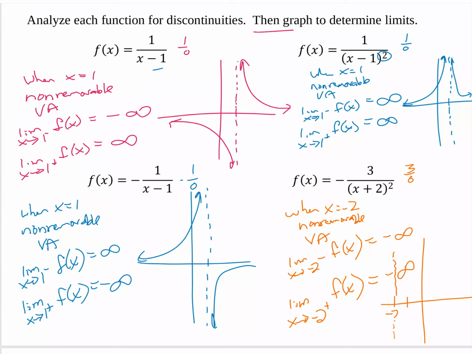As it approaches, it's negative. From which side? Both of them. Both sides. So this one's going like this, it's a trick, and this one's going like this. See, I'm trying to trick you.